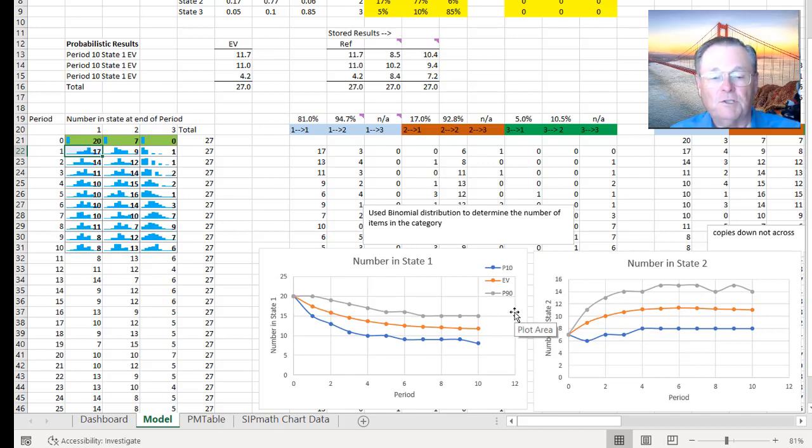So now the question is, first of all, let's record the EV values here. That's this 11.7, 11, and 4.2. And those are the average values in period 10. We've recorded those over here. So now let's ask the question. We'll just erase this for the time being.